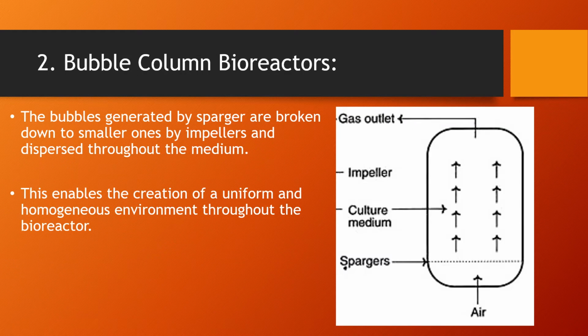Next type is bubble column bioreactor. So here, this is again a cylindrical vessel, right? There is also an air inlet and air outlet. There is culture medium, okay? But in this case there is a sparger, an air sparger.